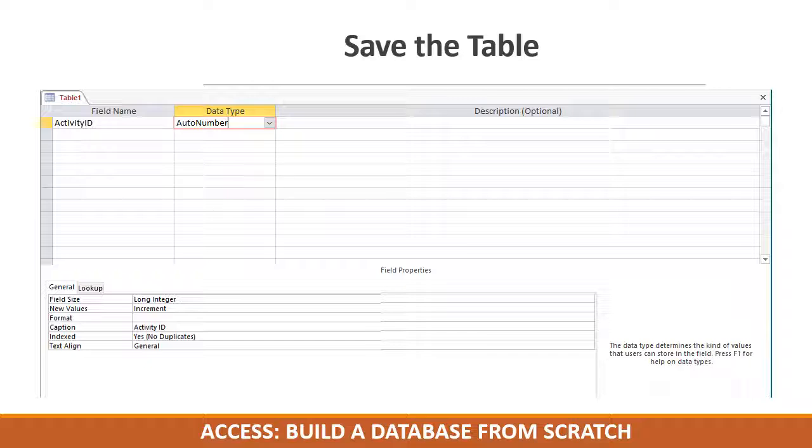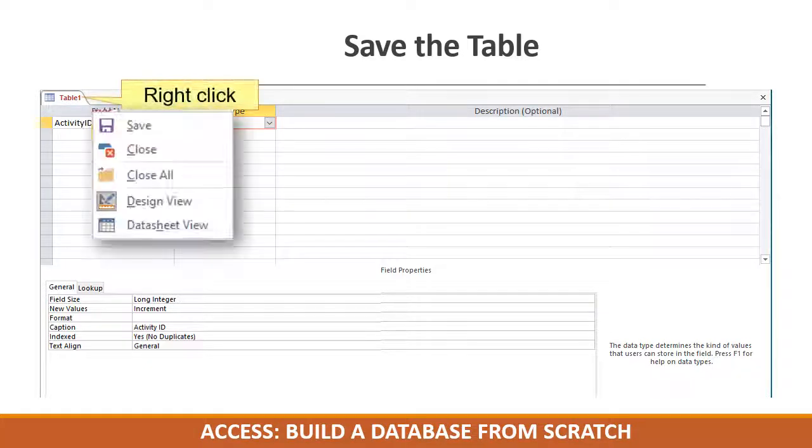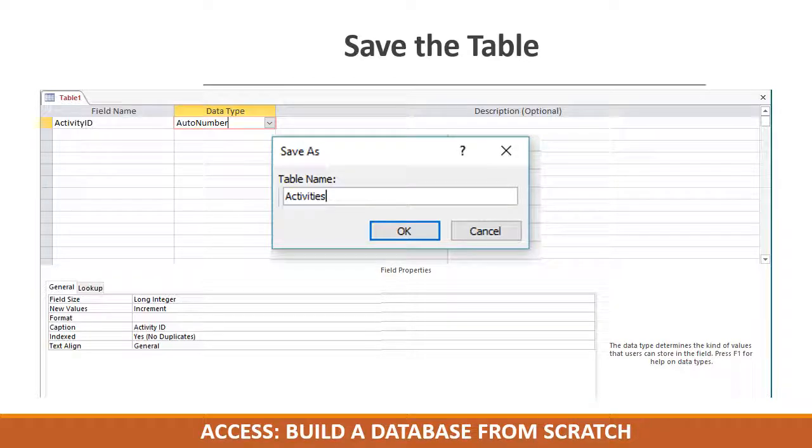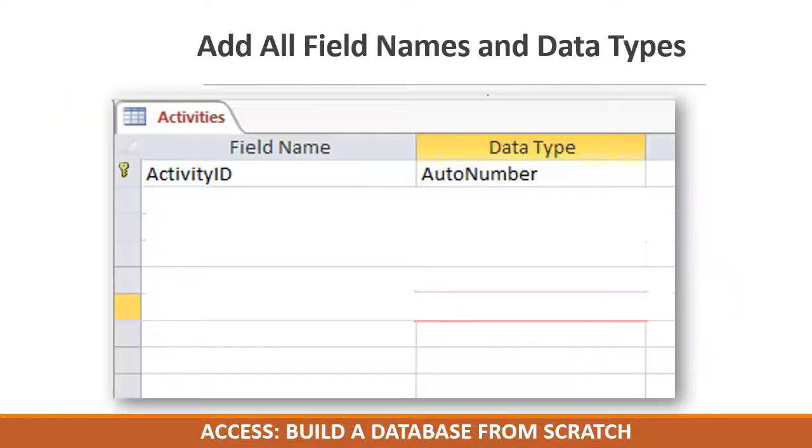I save the table by right-clicking on the Name tab and click Save. Because this is the first time I saved, I get the option to rename it. I enter Activities and click OK. Then I add all the field names and data types.